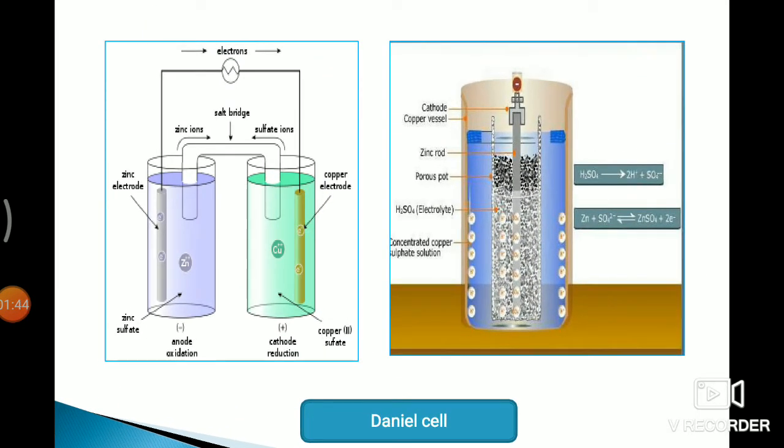So let us see the diagram of the Daniell cell. The first diagram consists of two beakers, in which one beaker contains zinc sulfate and the zinc electrode dips into the zinc sulfate solution, and another beaker has the copper electrode dipped into the copper sulfate solution, and the salt bridge is connected to both electrodes, and the zinc electrode and copper electrode are attached by the voltmeter.